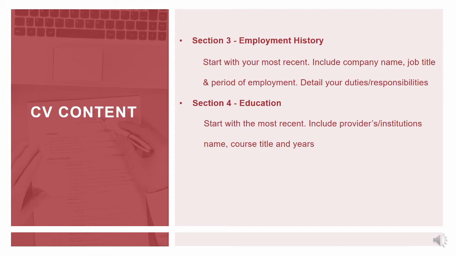Following on from that section, you then go into detail on your education. Once again, start with the most recent, include the provider's or the institution's name, the course title, and finally the years it took to complete. If you are still in education, you can go into further detail on the modules that you are currently completing.